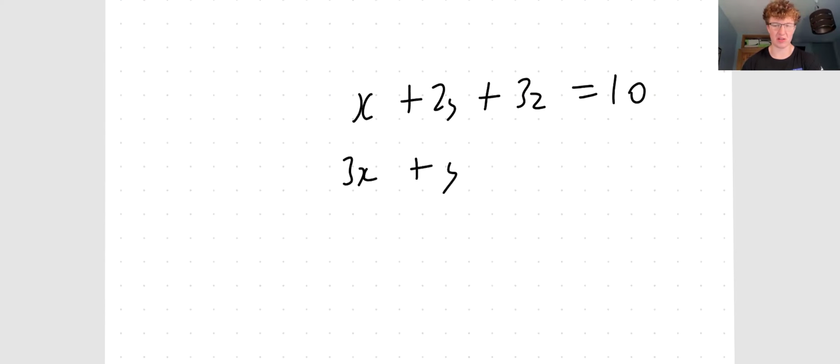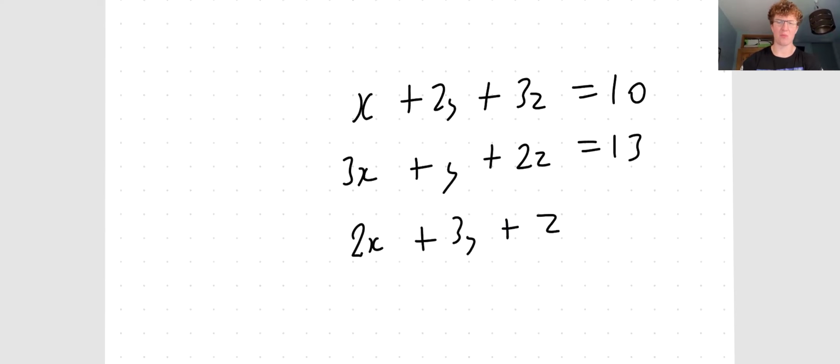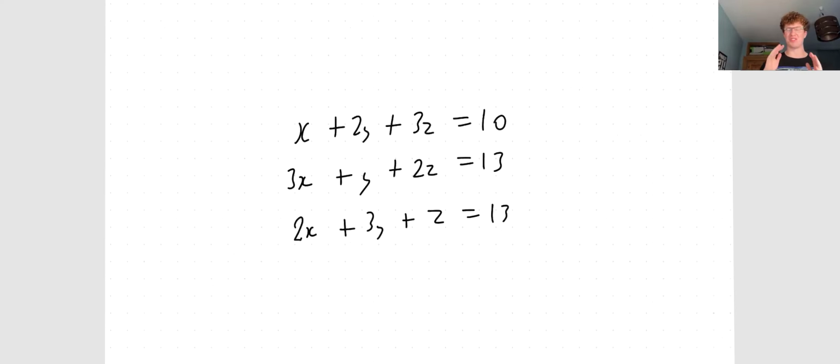I'm going to give you a system to solve on your own, a three-dimensional system. If I have x plus 2y plus 3z is equal to 10, I will have 3x plus y plus 2z is equal to 13. And then I will have 2x plus 3y plus z is equal to 13. Now, go ahead, try that on your own. I'm not going to have time to do that for you. This is just a crash course.